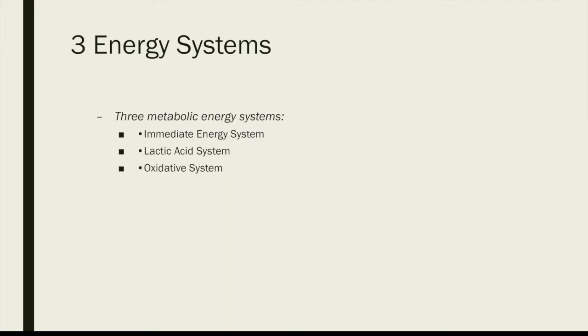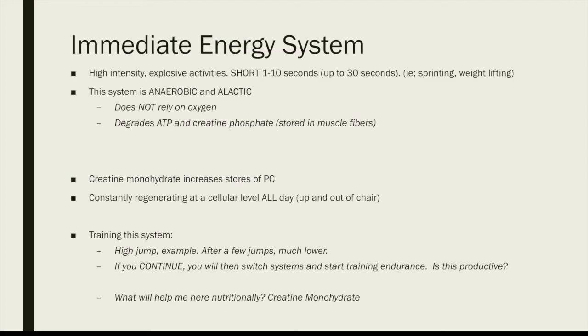The three energy systems that our body has to tap into are the immediate energy system, the lactic acid energy system, and the oxidative system. In the next few slides, we're going to talk a little bit about each of these systems and how they work. First off, the immediate energy system. This energy system is used for high-intensity explosive activities. Your body is only capable of using it for a very short duration, and I mean short, like 1 to 10 seconds, sometimes up to 30 seconds.